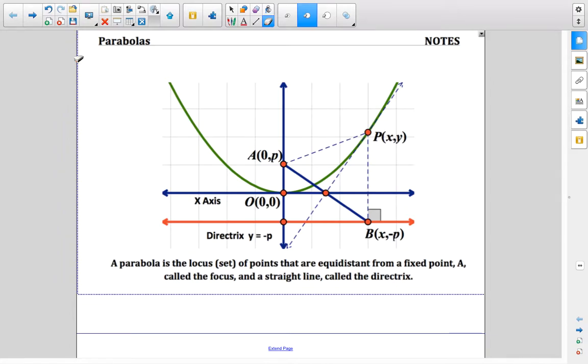Okay, now that you've watched the movie, with the introduction of the terms directrix and focus, looking at this picture here, which was similar to the movie in the Khan video, this orange line right down here.